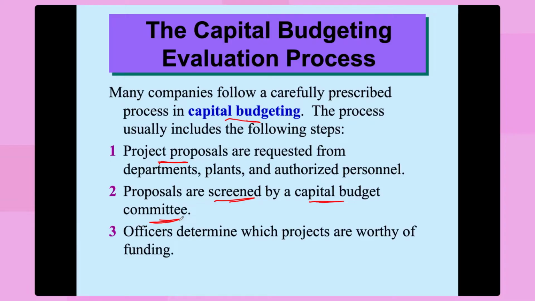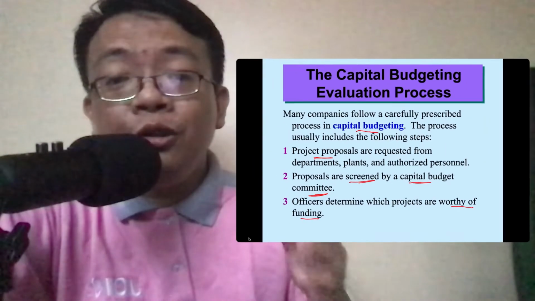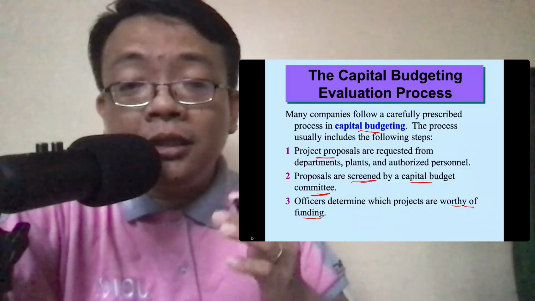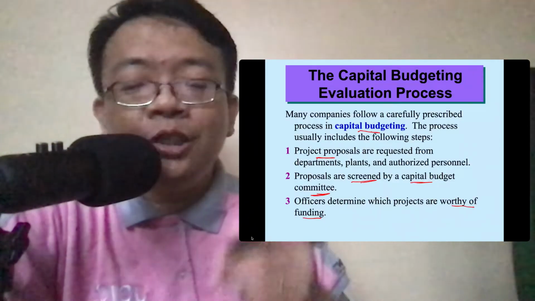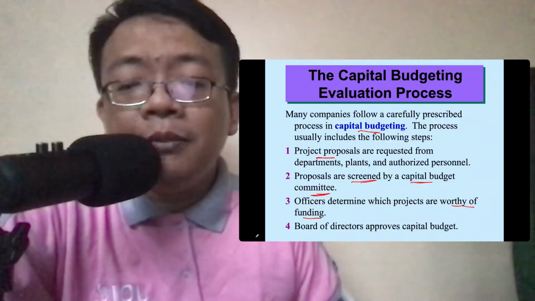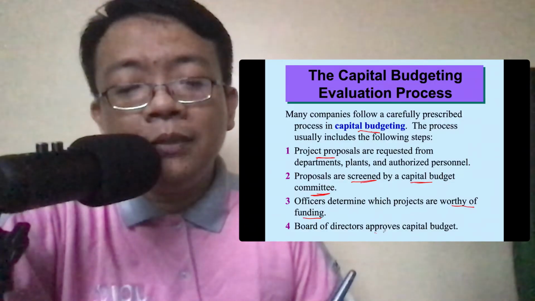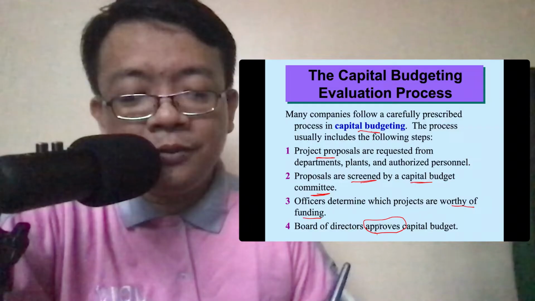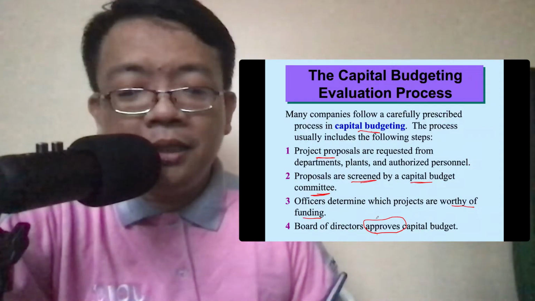Number three, officers determine which projects are worthy of funding. Common sense, di ba? If you have no money, capital budgeting will not happen, because what is very important here is that you should have money and the officers should determine which projects are worthy of funding. And number four, the most important here is that the BOD approves the capital budgeting. What is the reason why capital budgeting should be approved by the board of directors?